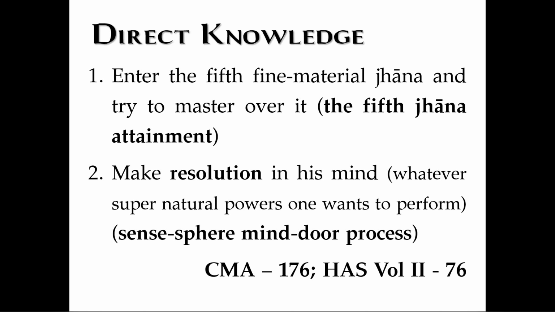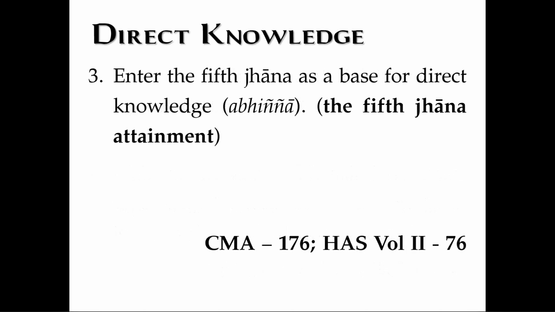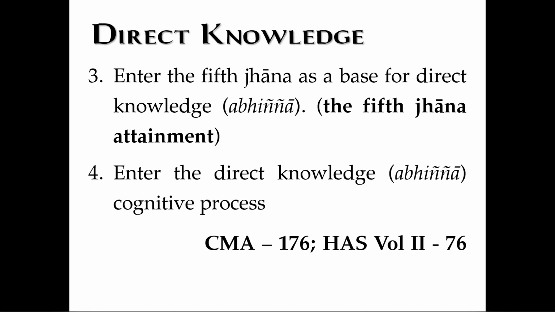Actually this is called a preliminary mental process. And the third step, you enter the fifth jhana again. This fifth jhana is the base for the direct knowledge. To attain direct knowledge, you have to base yourself on the fifth jhana again. Then, as soon as you emerge from the fifth jhana, you attain direct knowledge. When you achieve direct knowledge, you will be able to see, to hear, and to perform different types of psychic power. That is how you can attain the direct knowledge.